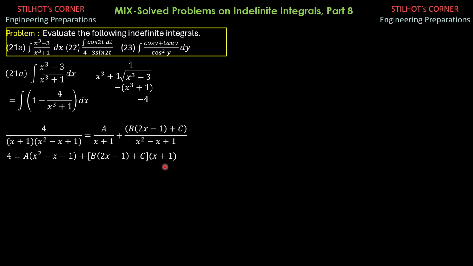If we set x is negative 1, we can solve for a. 4 equals, this is 1 minus negative 1, so 1 plus 1, so 4 equals a times 3. So that means a is 4/3.